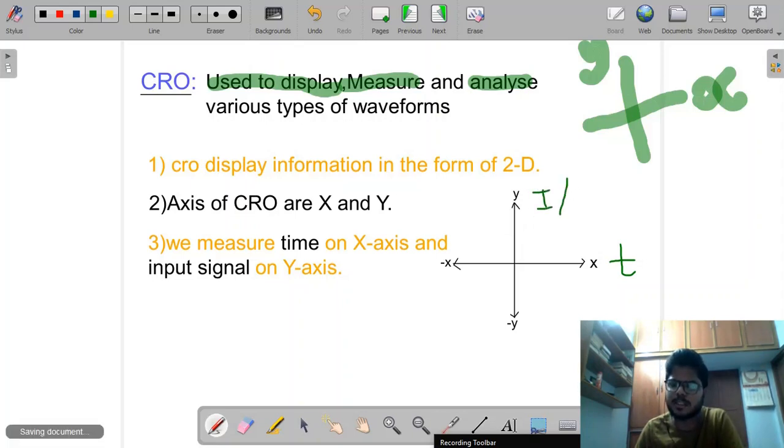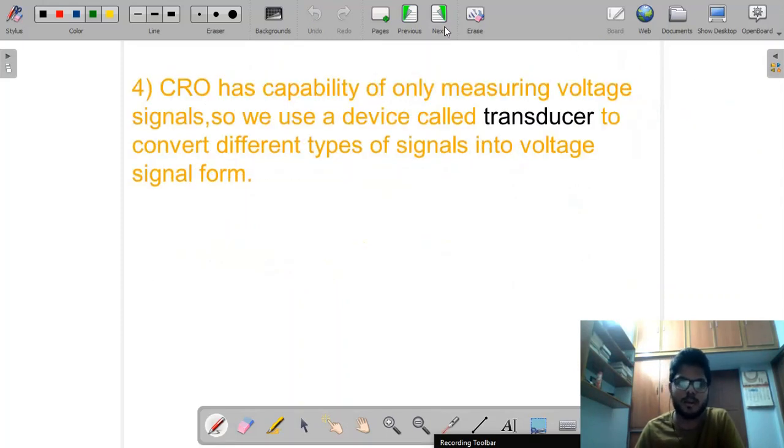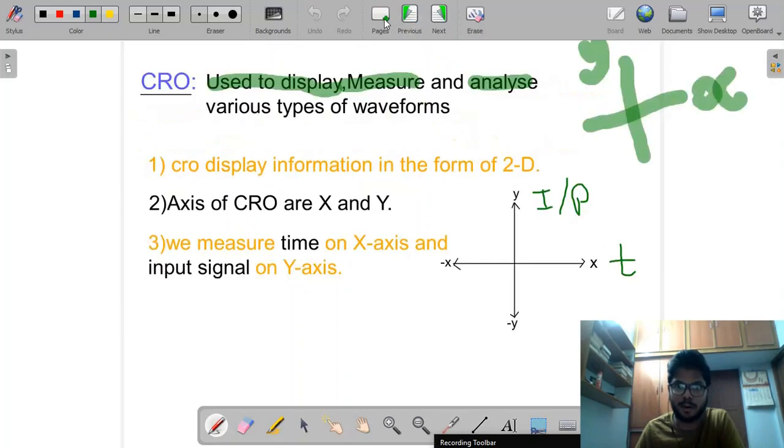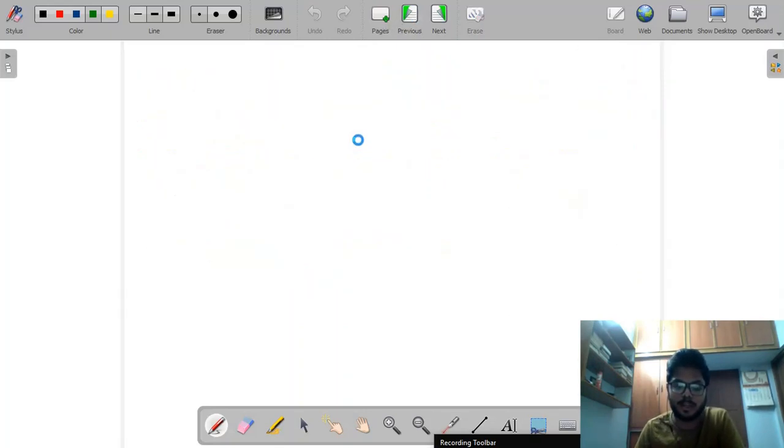What are the input signals given? We have many input signals. What will we generally give? We will generally give current, voltage, capacitance, inductance. Many such waveforms we give as the input signal. Now I will share one of the important topics with you, an important concept in the complete CRO topic.